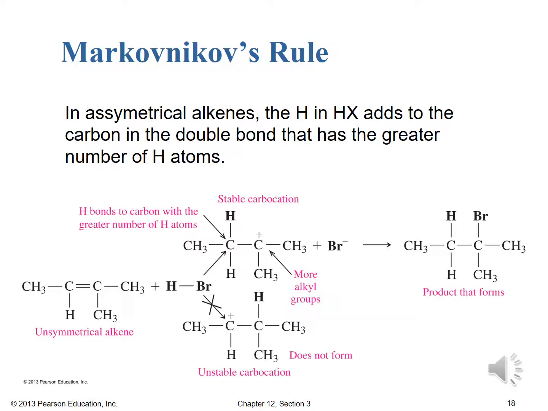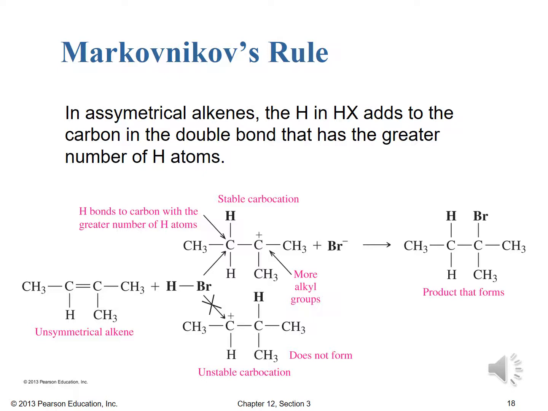Okay, so I mentioned a couple slides ago at the end that in the particular examples that we had shown, it didn't matter where you put the hydrogen and where you put the halogen, but I did say that sometimes it does matter, and now's the time to learn that rule, and it's known as Markovnikov's rule. So in asymmetrical alkenes, the hydrogen in HX, whatever the particular hydrogen halide is, adds to the carbon in the double bond that has the greater number of hydrogen atoms.